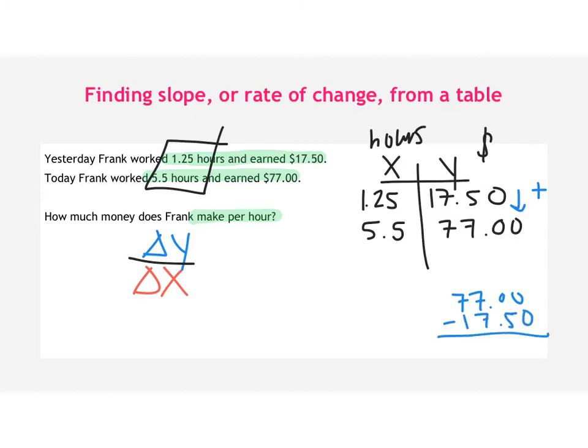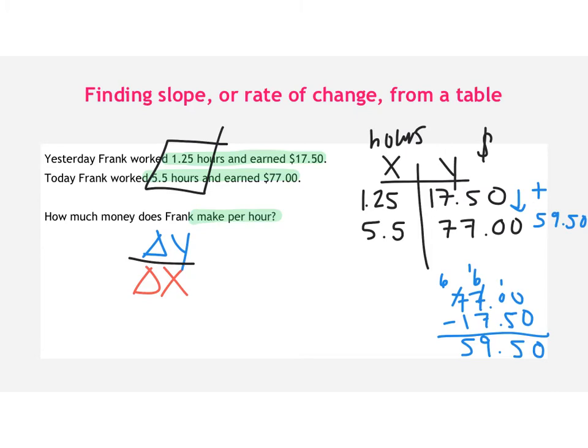Right? So we're going to have 0 here. We're going to need to do some borrowing here, and then we're going to have to borrow another over here. We got 16 minus 7 is 9. 6 minus 1 is 5. So the difference there to go from $17.50 to $77 is going to be positive $59.50.